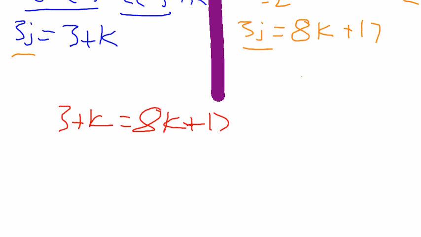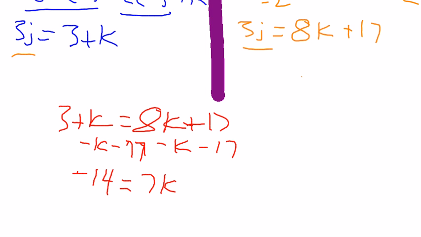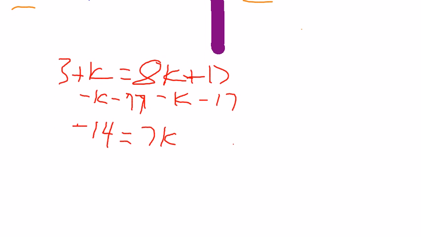Well, that's sweet because now I have an equation with only one variable in it, k. So I'm just going to solve for k. I'm going to subtract k from both sides, and I'm also going to simultaneously subtract 17 from both sides. And I'm going to get 3 minus 17 is -14 equal to 8k minus k is 7k. A little fancy arithmetic will allow me to get k equals -2.